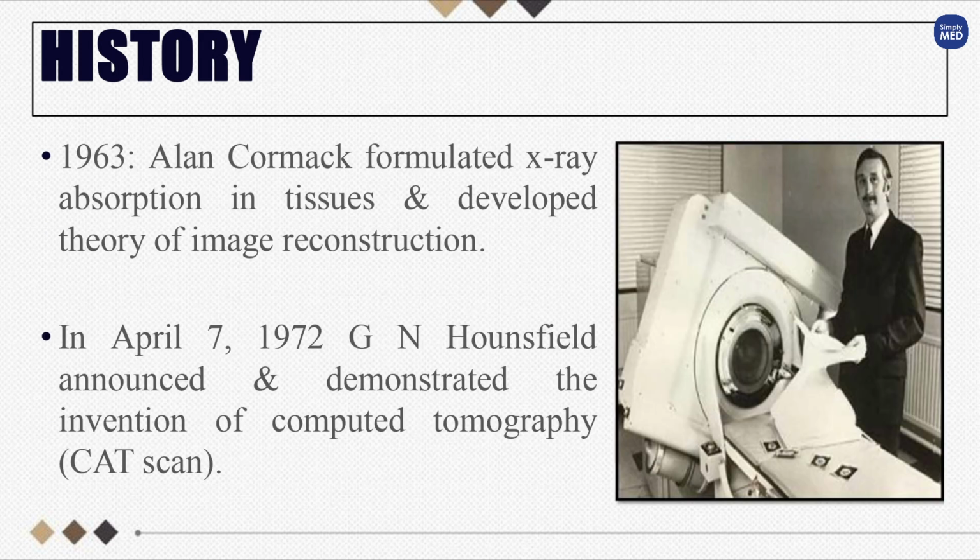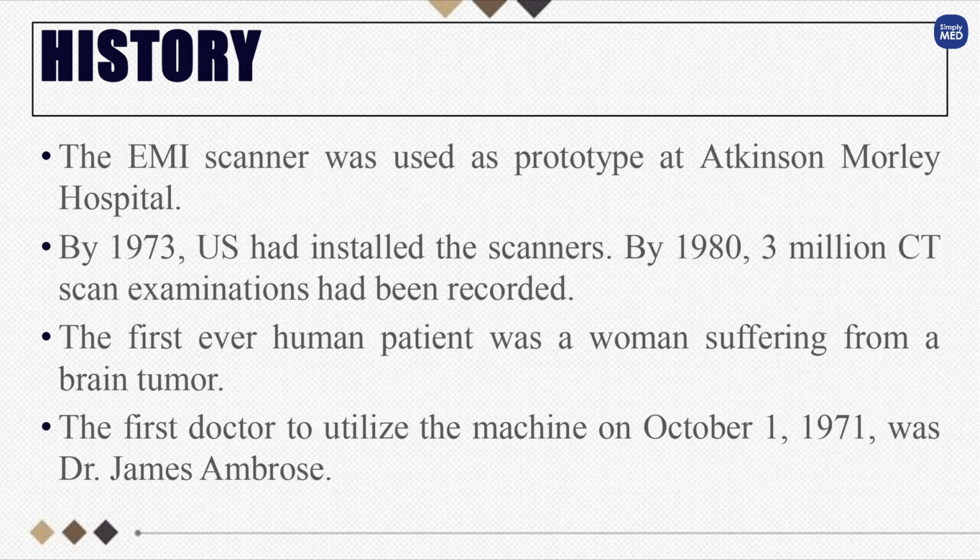That is in the year 1940. And in 1963, Allan Cormack formulated X-ray absorption in tissue and the development theory. Later, in 1972, Godfrey Hounsfield announced and demonstrated the first computed tomography machine, which is called the CAT scan. CAT stands for computed axial tomography scan. At that time, the scanner was known as the EMI scanner, which was a prototype, and it was in the hospital at Atkinson Morley Hospital.